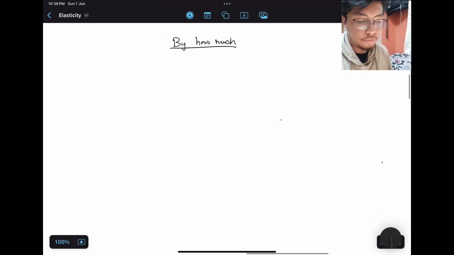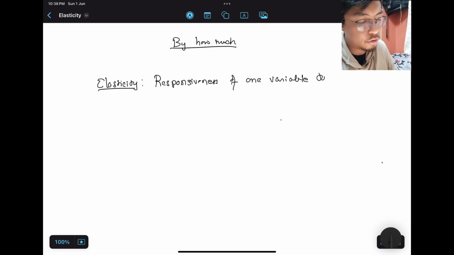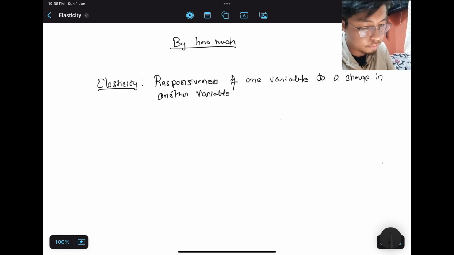Now first let's discuss what exactly is elasticity. So elasticity is nothing, it is just the responsiveness of one variable to a change in another variable. Now what do I mean by this? Responsiveness of one variable to a change in another variable.